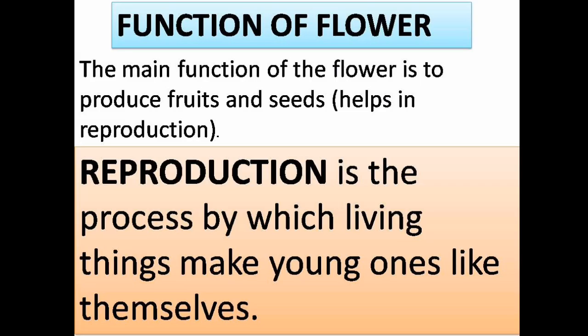The main function of the flower is to produce fruits and seeds by the process of reproduction. Reproduction is the process by which living things make young ones like themselves.